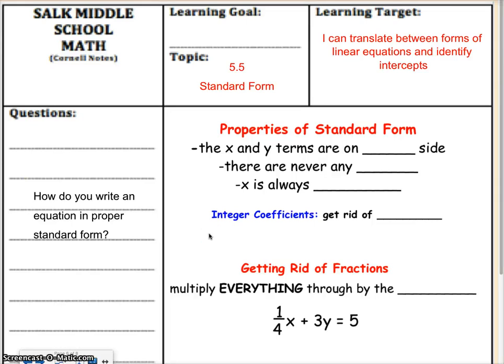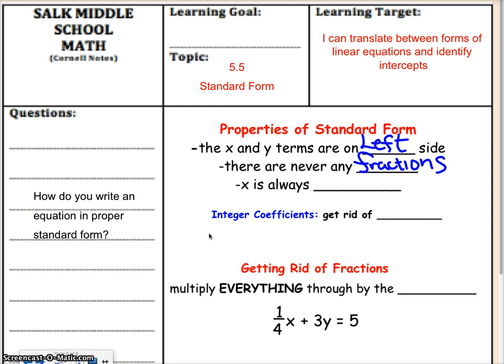Okay, our next lesson was standard form. We need to write things in proper standard form. According to the front page, where I told you the properties of standard form, the x and y need to be on the left-hand side. If they're not, we make them on the left. There should never be any fractions. If there are fractions, we get rid of them.